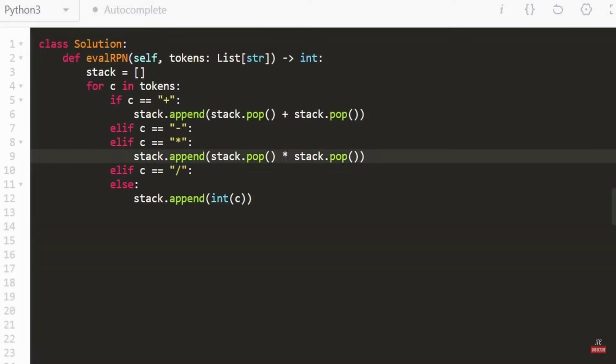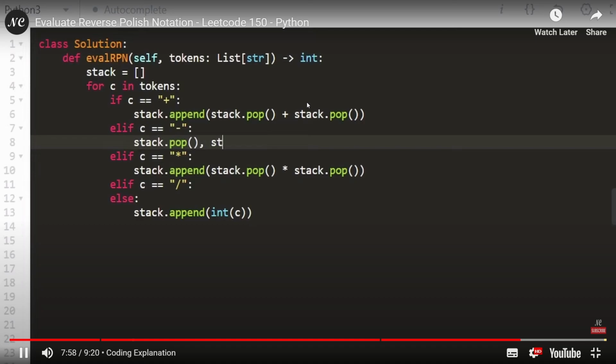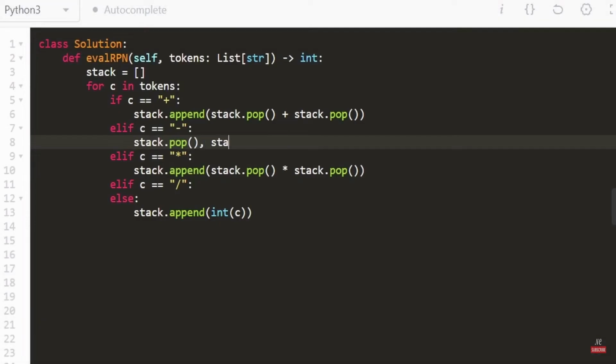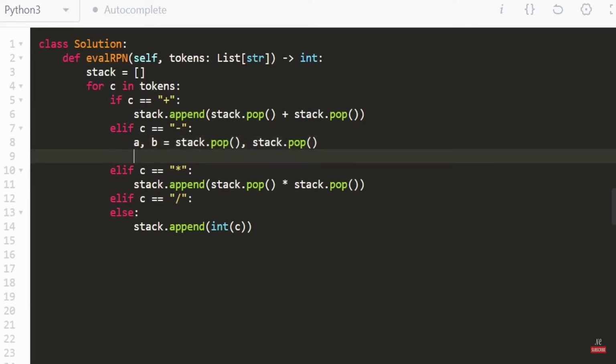It's going to be a little bit more tricky though for subtract and divide, because the order that we're popping it in is not the order that we want to apply that subtract and divide operation. Again, we are going to pop twice because we want to get those 2 values that were popped. Let's call them just A and B arbitrarily. You could call them anything that you want. But when we subtract them, we want to take the one that was popped second and subtract it from the one that was popped first. So B minus A, and then take that and then append it to our stack.